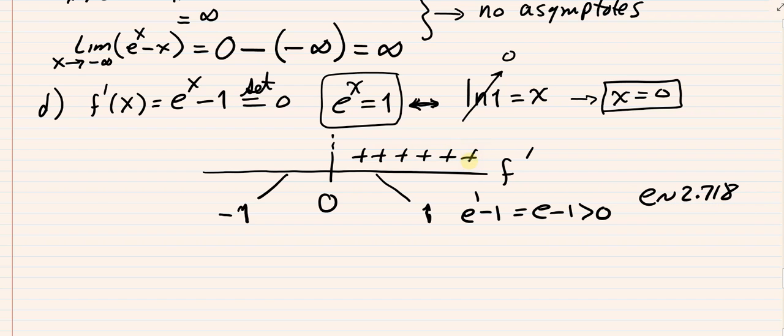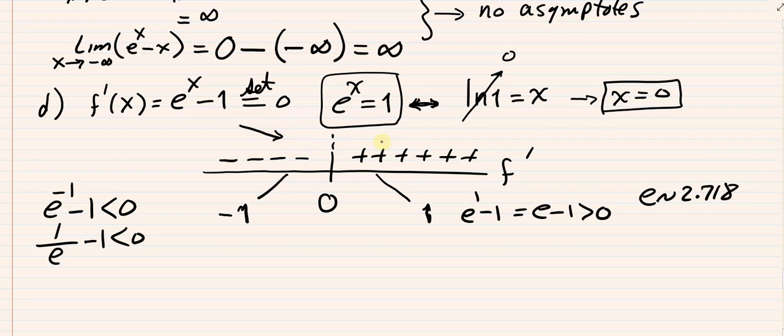Negative 1, for negative 1, I get e to negative 1 minus 1. And that number is going to be less than 1 because e to negative 1 is 1 over e, minus 1, less than 0. You can plug it in. I believe 1 over e is like 0.27, something like that. Minus 1 is about negative 0.7. So it's going to be negative. So the function is decreasing and then switches to increasing. That means we have a local min at that point. So there's our extrema. Local min at that point.